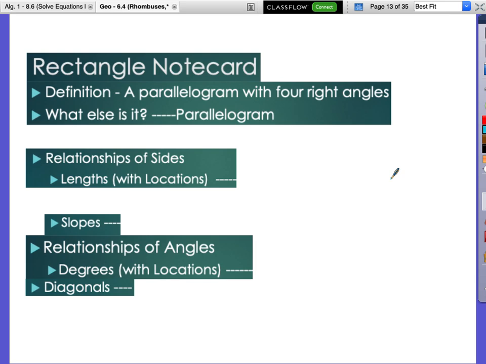Parallelogram or ogram? Oh, bro. Parallelogram. Bro. No, I have to know how to spell it. Spell it right there. Crazy. Bro.